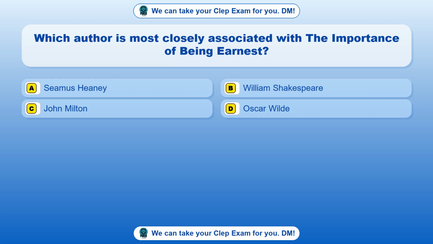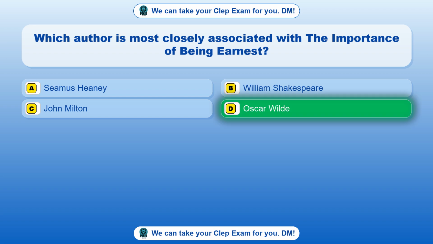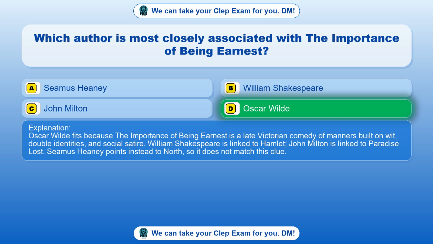Question 29. Which author is most closely associated with The Importance of Being Earnest? Option A, Seamus Heaney. Option B, William Shakespeare. Option C, John Milton. Option D, Oscar Wilde. The correct answer is option D, Oscar Wilde. Oscar Wilde fits because The Importance of Being Earnest is a late Victorian comedy of manners built on wit, double identities, and social satire. William Shakespeare is linked to Hamlet. John Milton is linked to Paradise Lost. Seamus Heaney points instead to North, so it does not match this clue.